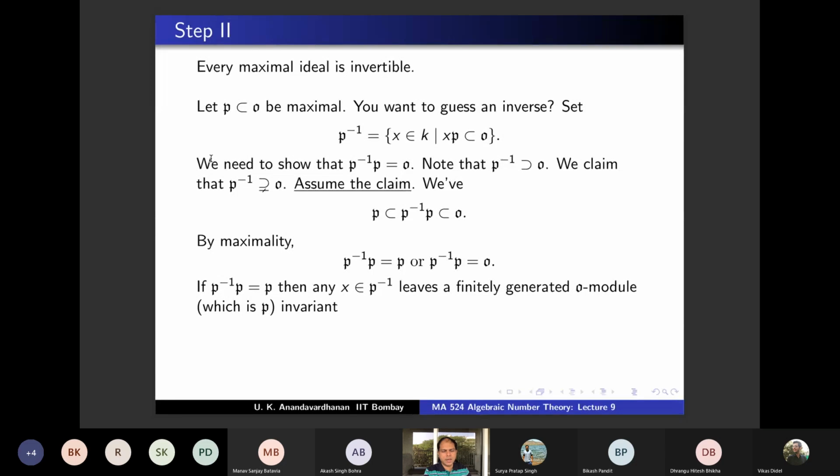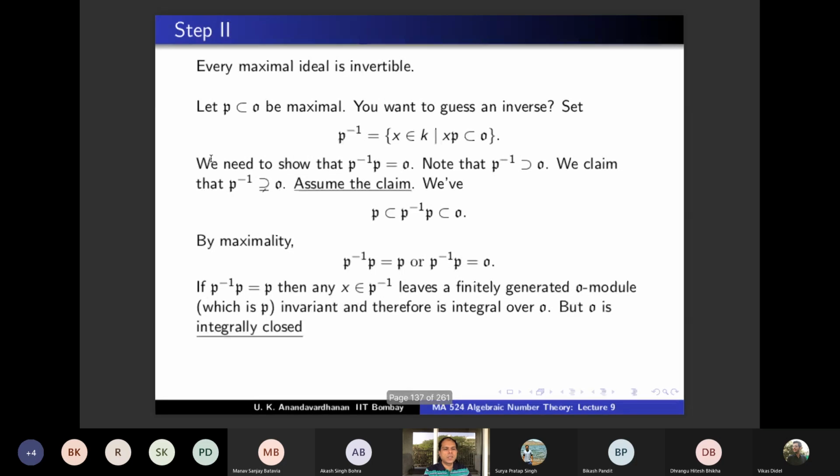Invariant, meaning XP is contained in P, and therefore is integral over O by the characterization of integrality. And O is integrally closed. So last time we used Noetherianness. Here also we are using Noetherian, by the way. P is finitely generated because of Noetherian. And because of integrally closed, P inverse P is not O. That is the claim that we are assuming. Because of that, we get a contradiction, and because of that, we know that P inverse P is not P, and therefore P inverse P is O, and that's what we have to show.